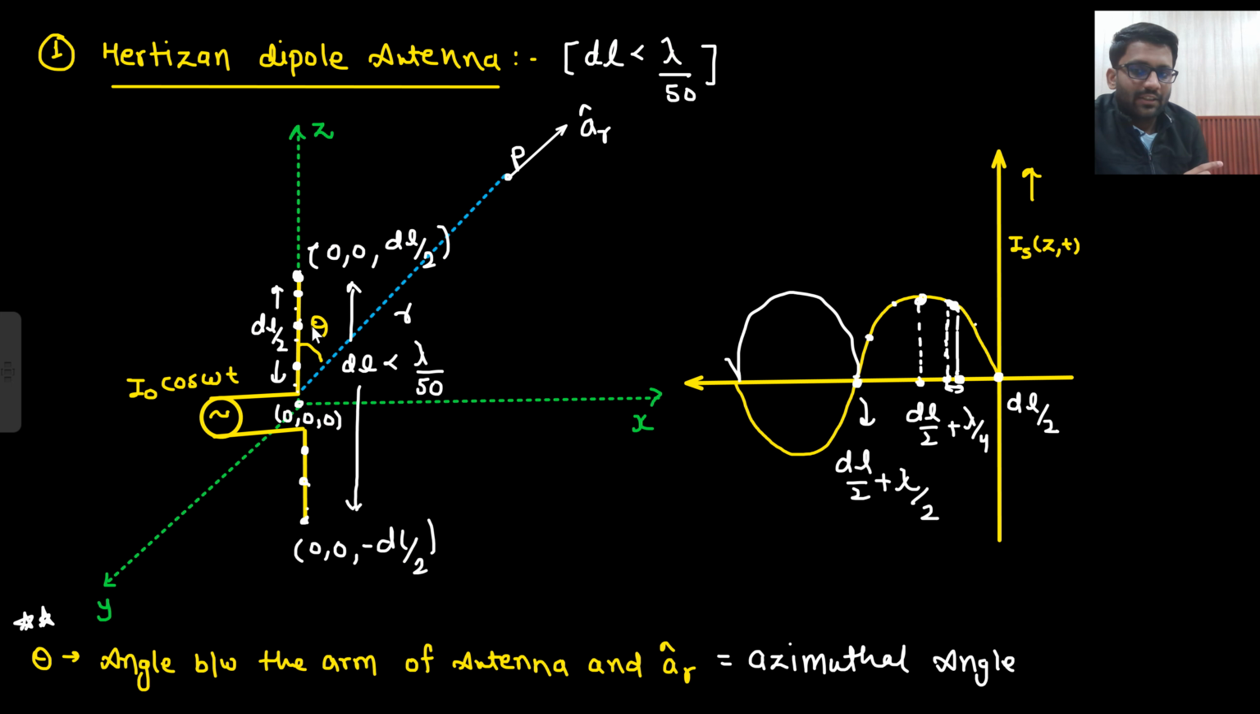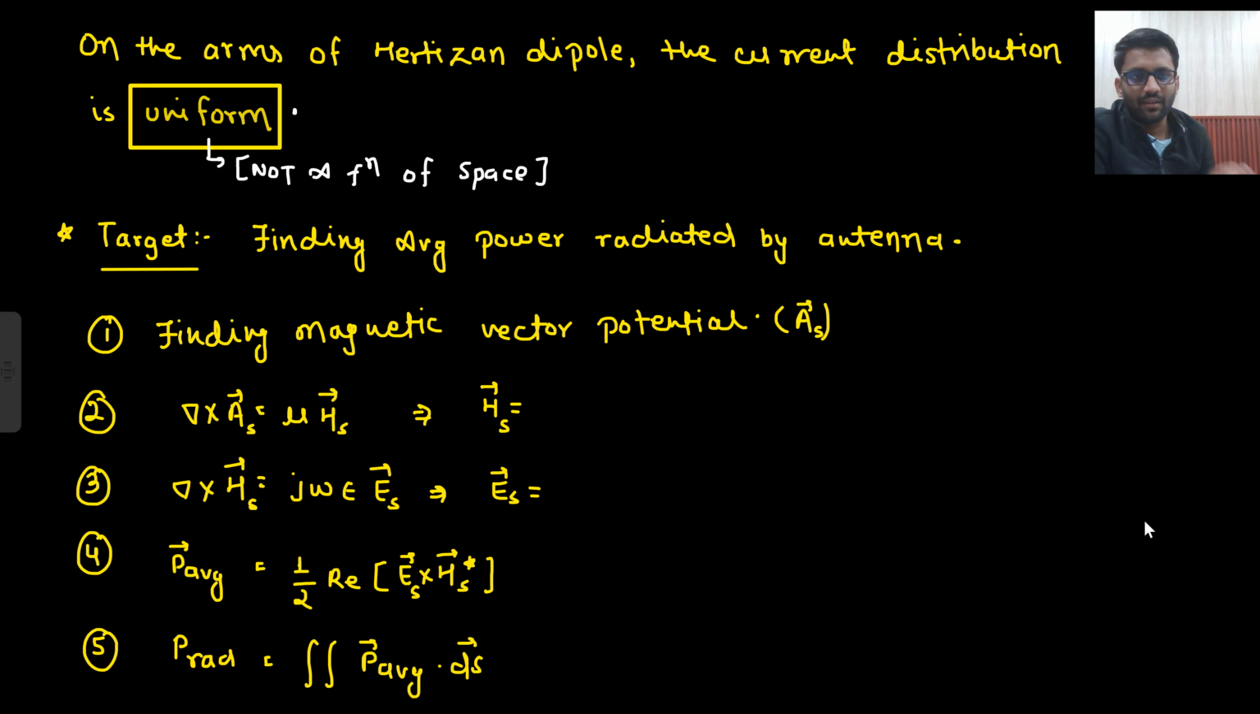Well and good. And what is our target? This target I have also written down. We need to find the power radiated by the antenna. What is our final target? We need to find this. How can we find it? First we will find the magnetic vector potential, which I have already told you how to write down. Then I will find Hs from there, because I know that del cross A is equal to mu H. So from there what will be your Hs? Del cross A divided by mu.